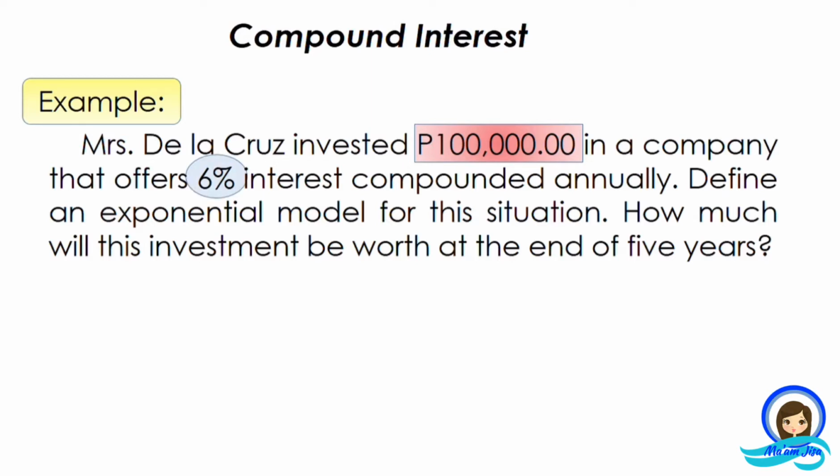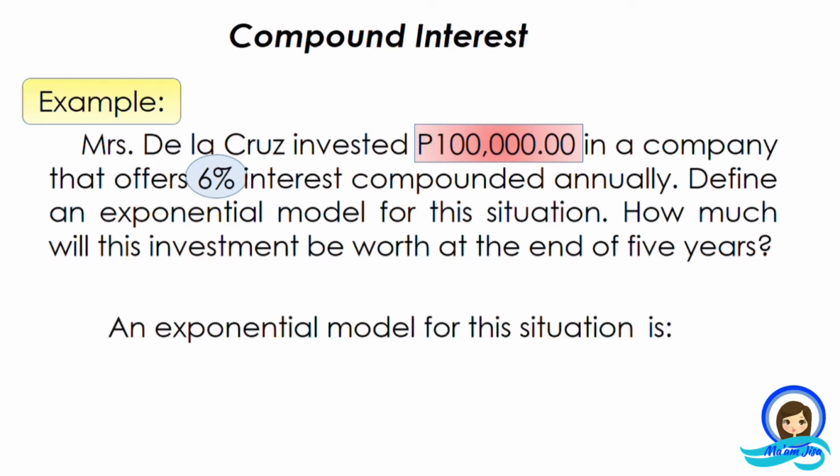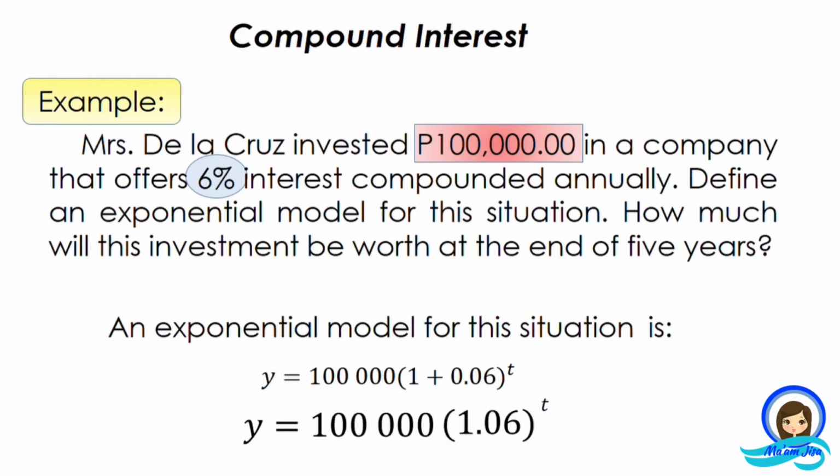So for our exponential model, we have y or A equals 100,000 times 1 plus 0.06 raised to an exponent of t. So our 100,000 is there. Then 6% is equivalent to 0.06. We can simplify it further as y equals 100,000 times 1.06 to the power of t. This is our exponential model.